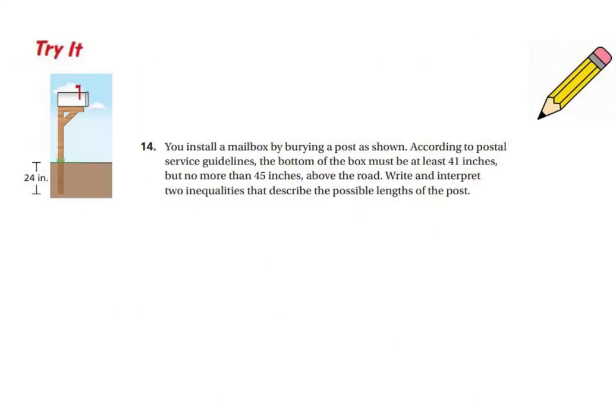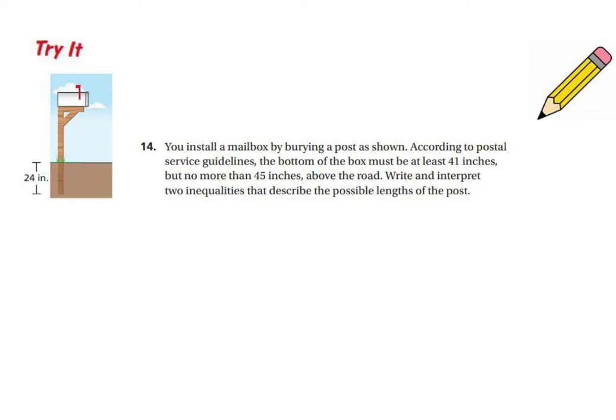Now to conclude, here is one that is a little bit easier for you to try on your own. You install a mailbox by burying a post as shown. According to Postal Service guidelines, the bottom of the box must be at least 41 inches, but no more than 45 inches above the road. Write and interpret two inequalities that describe the possible lengths of the post. Once you've completed this, push play and I'll talk you through it.